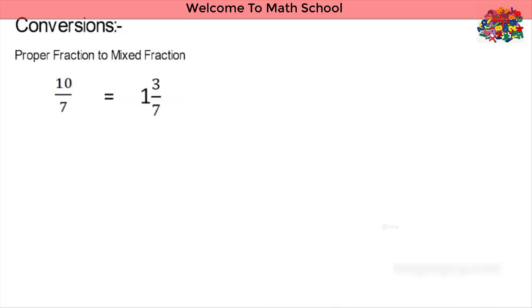So start with your quotient. The quotient is 1, then 3, the remainder, will be your numerator, and 7, the divisor, will be your denominator. So 1, 3 by 7 will go in this order. And this is nothing but your mixed fraction.